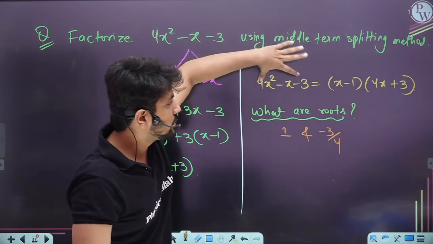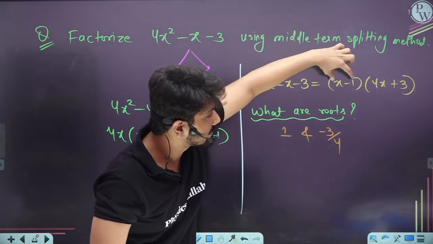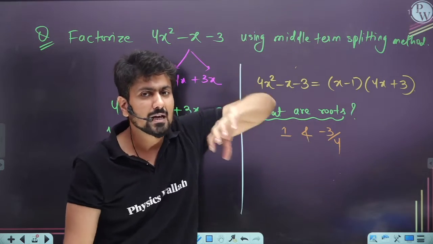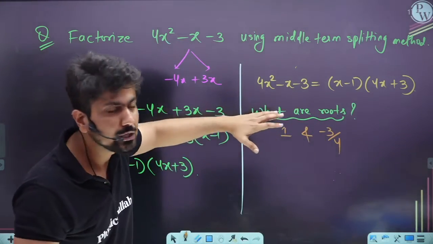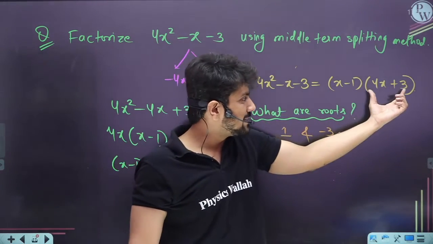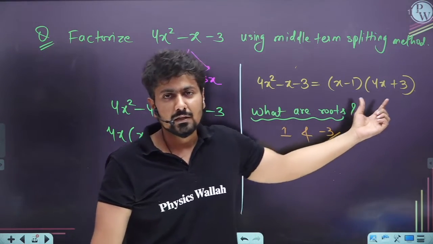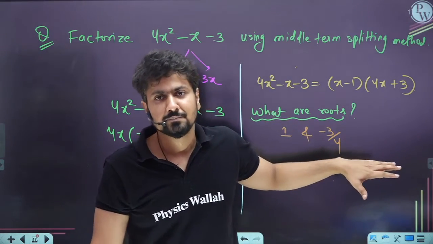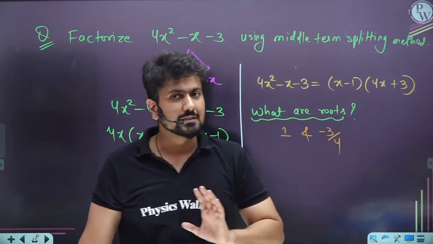If I ask you what are the roots of this quadratic, you will say that the roots are x is equal to 1, because at x is equal to 1, this is becoming 0. Roots are basically those values of x where the quadratic equation becomes 0. So yes, x is equal to 1 is a root, and 4x plus 3 becomes 0 at x is equal to minus 3 by 4. If you are not directly getting the roots, you can also apply the Dharacharya formula to get these two roots. But everybody understands these are the roots of this equation.